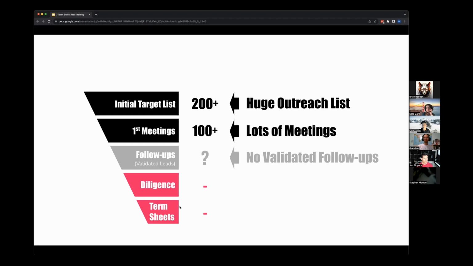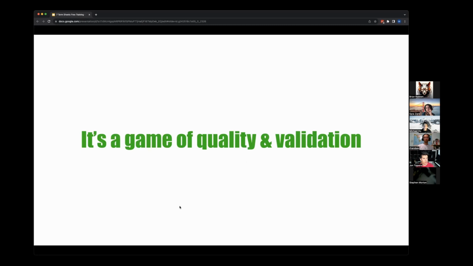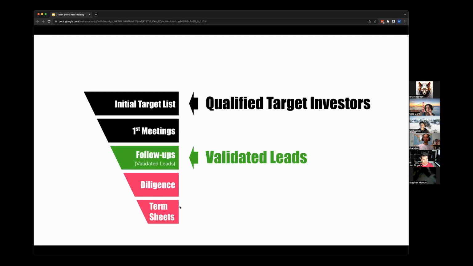So it's not about just how big of a list can I make. Can I blast out as many emails as I possibly can, or get as many LinkedIn requests and connections as I possibly can, and have as many meetings? It's a game of quality and validation, right? This is just like a sales process. It's not about just getting the biggest prospect list and sending out mass email as much as you can. You want to validate that your process, your story, and the signal that you're talking about are all lining up and that your process is working.